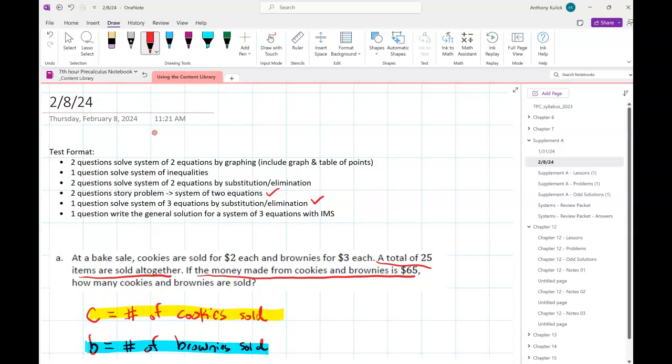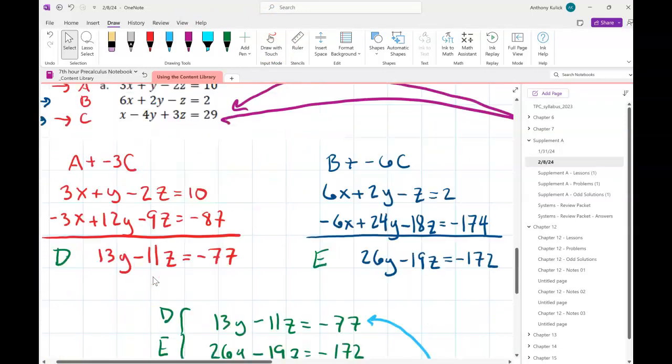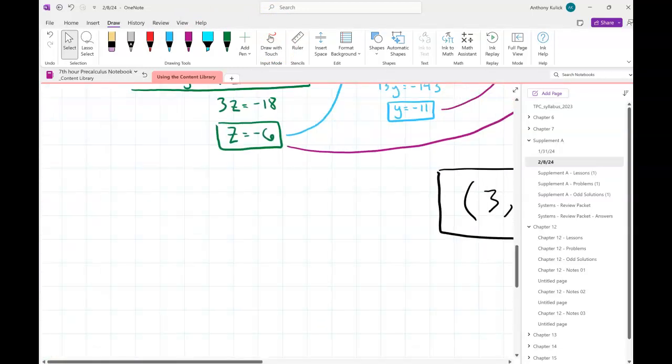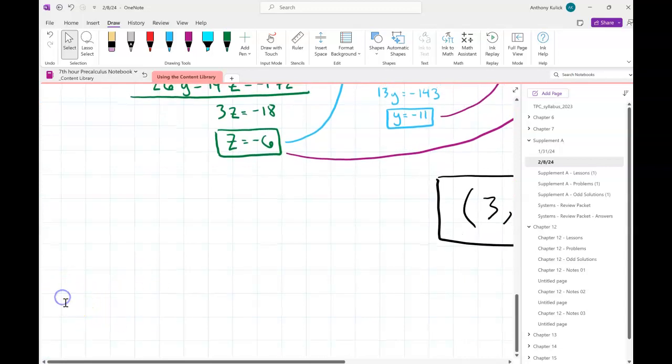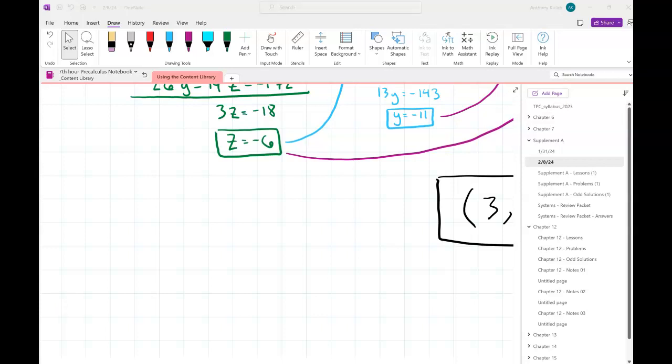General solution. So if we have a problem where there's infinitely many solutions, grab a question where that happens. Double check real quick.